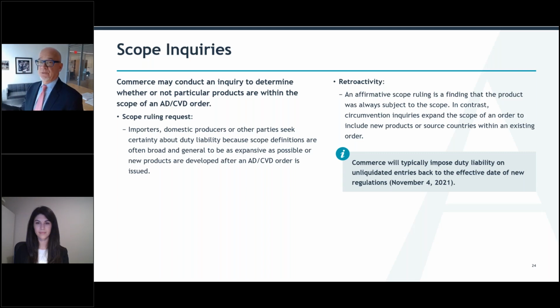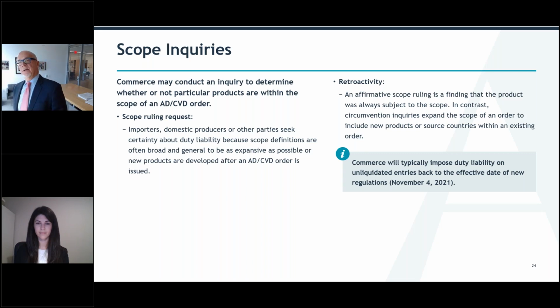It could be customs who refers it back to Commerce and says, hey, we're not sure how this should go, so Commerce, you figure it out. And if Commerce determines that it's always been within the scope, they can literally require the importer to pay duties on this product going all the way back to the beginning of the order, or if the order's been in place for, you know, decades, they'll go back to the date of their new regulations that they issued on scope and circumvention back in late 2021.